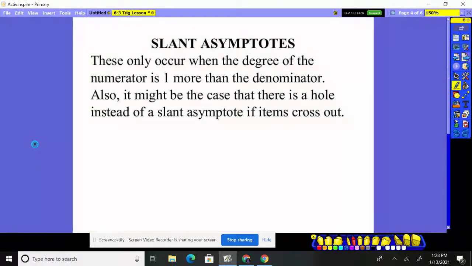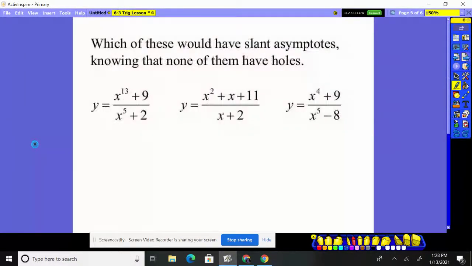We have our typical horizontal, we have our vertical, and then sometimes there's this slant asymptote, where the line starts coming closer and closer to it at a slant instead of a horizontal or a vertical. And again, that happens when the top is one degree more than the denominator. So let's take a look.